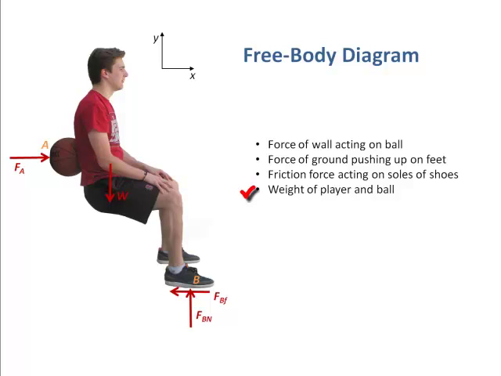Finally, we add the weight of the system, which consists of the player and ball. We place it at the center of mass of the system. To complete the free body diagram, I'm going to add some dimensions. I've added the distance between the ground and the normal force at A, and I've added the distance between the two vertical forces. So this answers the first question about which forces are acting on the system. To answer the second question about the relationship between these loads, we will use the conditions of equilibrium.